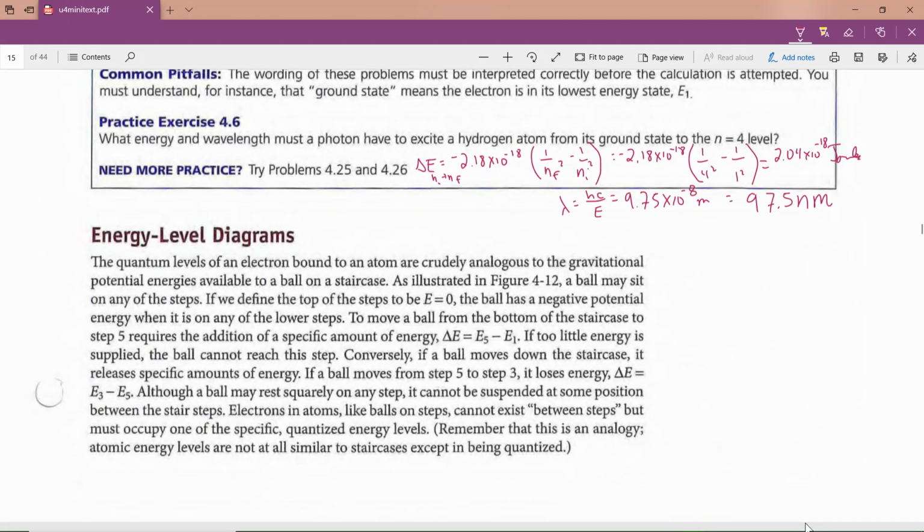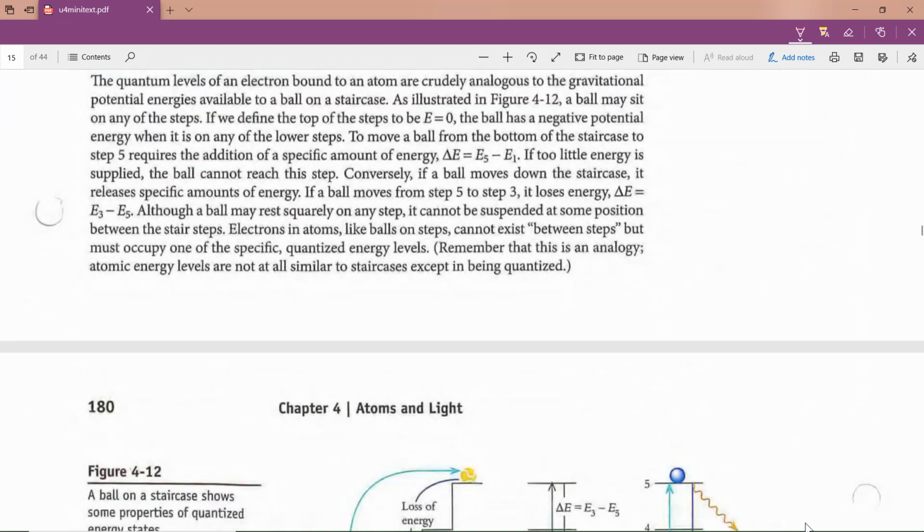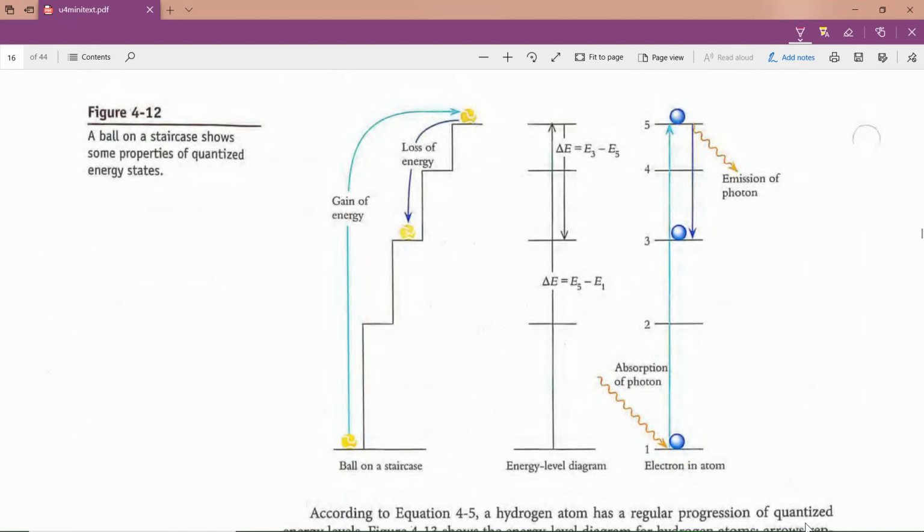Now, let's look at these energy level diagrams. We just look at a staircase, but the staircase isn't a good example because the distances between the stairs are going to get progressively smaller and smaller. But just the general idea, separate allowed energies. If you have a ball on a staircase that's in the ground state, you can zap it up to a higher level, and then it can start to fall down, maybe all at once or maybe in a series.